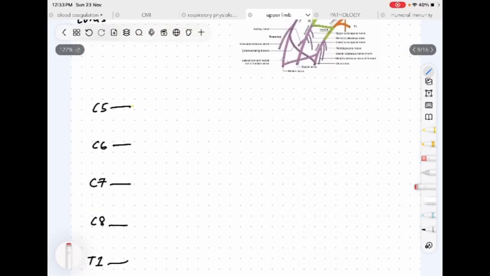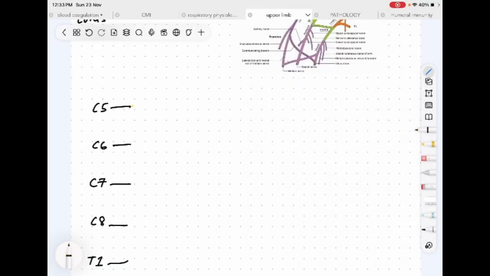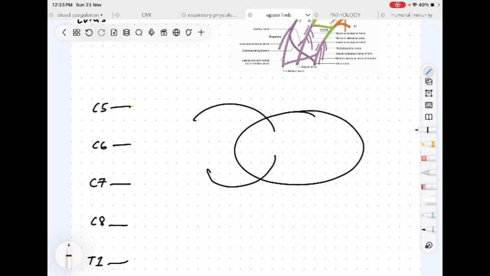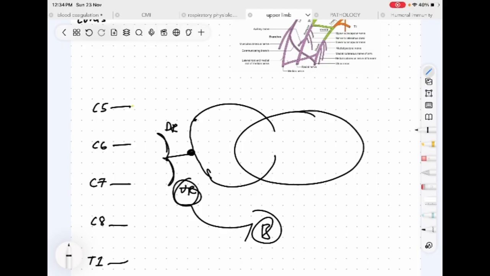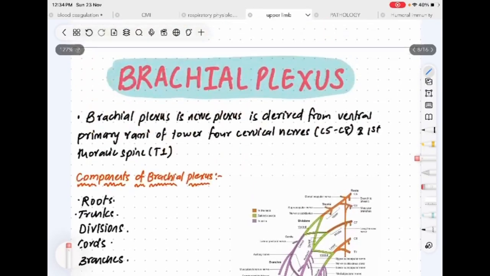I'll just give you a small overview on the ventral primary rami. What does ventral primary rami exactly mean? Think of this as a spinal cord. From the spinal cord, we have two roots, the ventral root and the dorsal root. These two roots join to form a spinal nerve, and this spinal nerve is again divided into ventral rami and dorsal rami. So this is the ventral rami and this is the dorsal rami. From this ventral rami, the brachial plexus emerges. This is the exact meaning of the ventral primary rami.